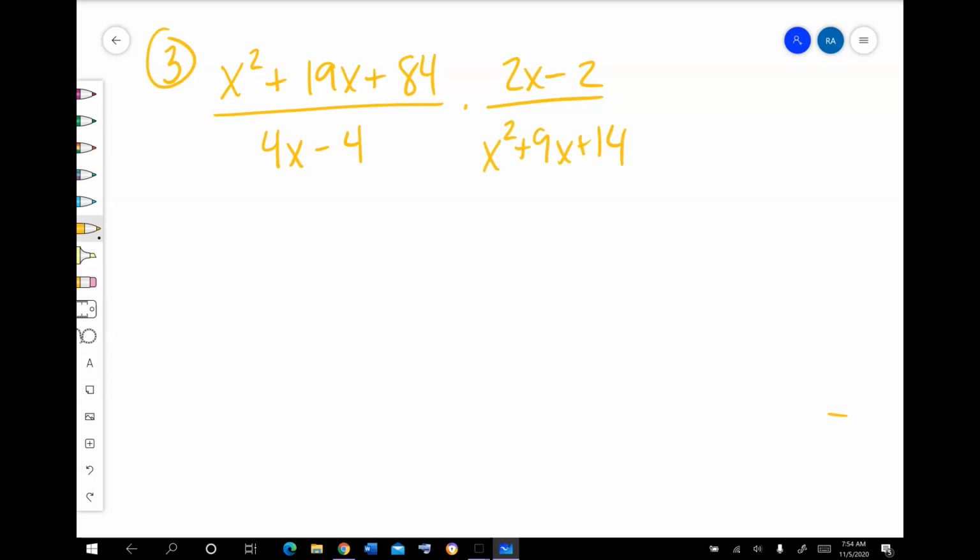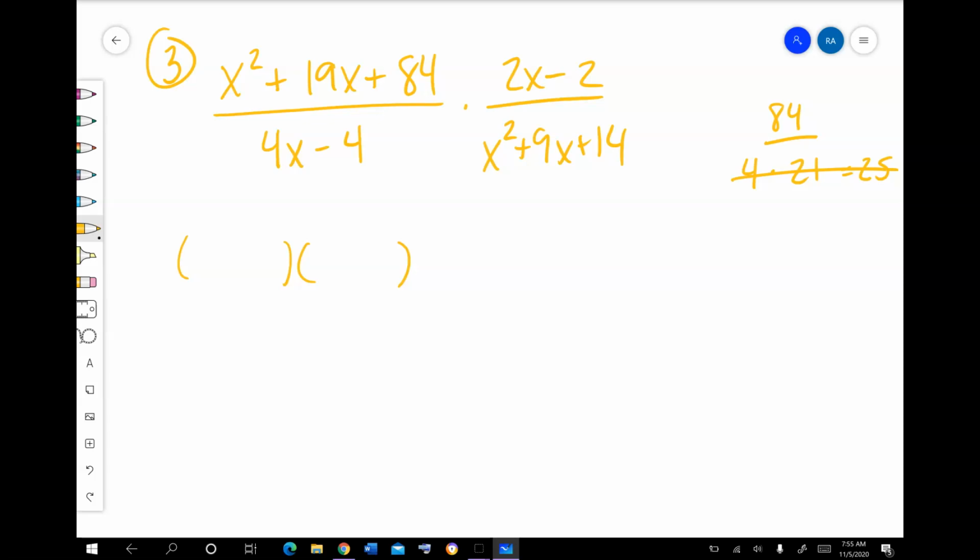All right, so I got to factor the top. I need something that multiplies to give me 84 and adds to give me 19. Well, let's break down 84. I'm going to use my calculator. 84 is going to be 4 times 21. All right, but 4 plus 21, that gives me 25. That's not 19, so that ain't it.